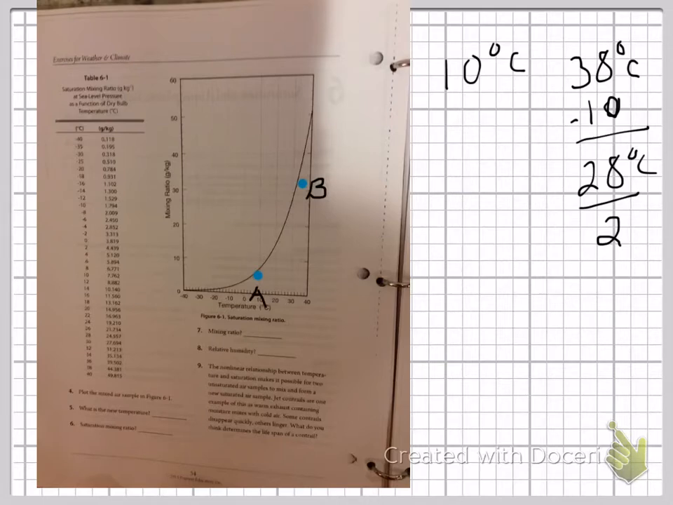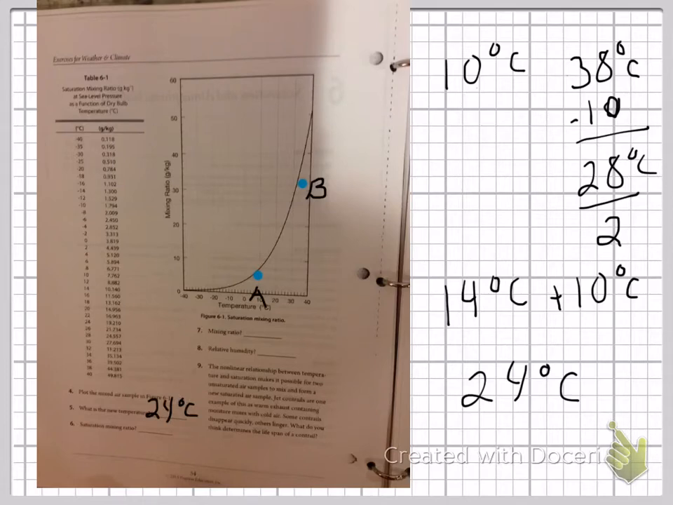So I'm dividing by 2, and that'll give me 14. So I'm just kind of working down. I'm going to write it over here, 14 degrees. I'm going to add back the 10 degrees, and that'll give me the number halfway between 10 and 38. So that halfway number will be 24 degrees Celsius. So the mixed ratio number is 24 degrees Celsius.